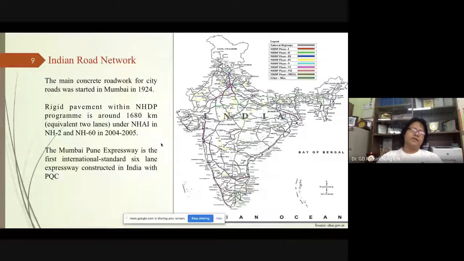I'm giving just a small example that now in India, we are gradually coping up with the rigid pavement construction concept, and it is being introduced in our road network system.